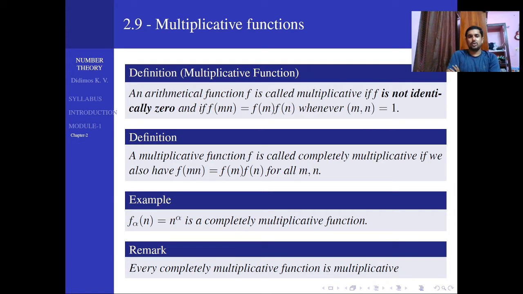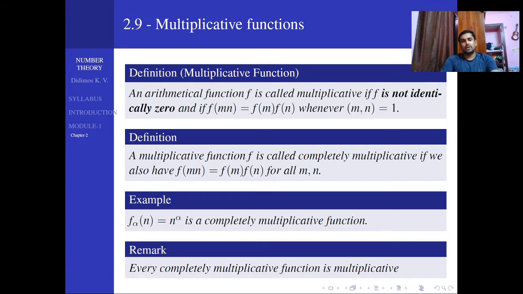The one thing you should remember is that in the definition of multiplicative function, we are dealing with only non-zero arithmetical functions. The zero function definitely satisfies the condition f of mn is equal to f of m into f of n whenever m comma n is equal to 1. If we consider f equal to the zero function, then LHS and RHS will both be zero. The zero function satisfies this equation, even though we are not considering it as a multiplicative function, because the definition itself says that f should be a non-zero function.